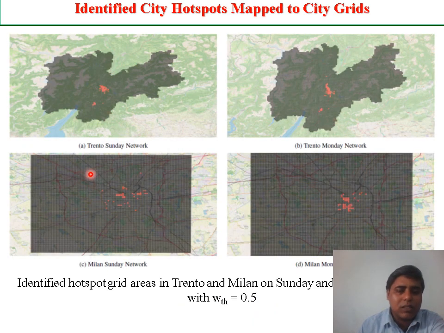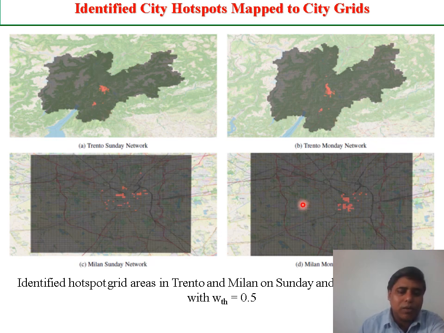Now for Milan, we have 10,000 grids, and out of these we have identified the top 50 nodes, that is the top 50 places. Then we mark in red the places identified by our algorithm. So this is Milan Sunday, this is Milan Monday. Similarly, this is Trentino Sunday, and this is Trentino Monday. And we see that the important places are different on Sunday, that is on the weekend, and on weekdays.